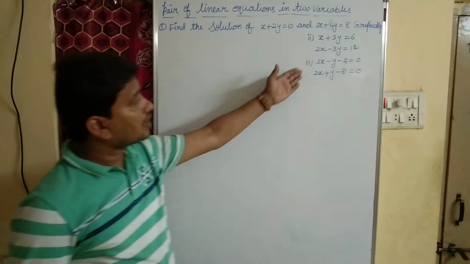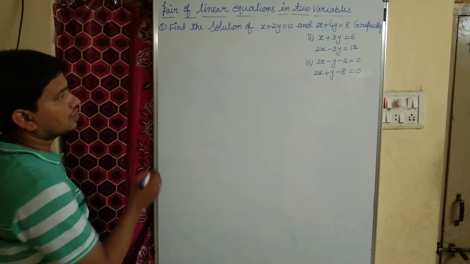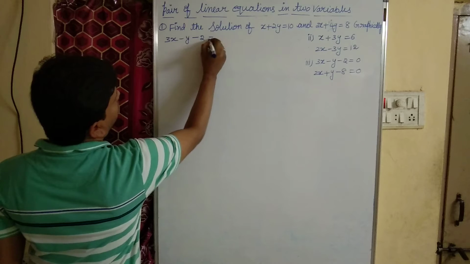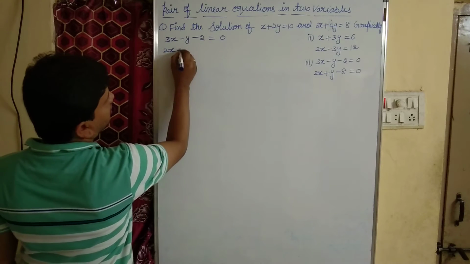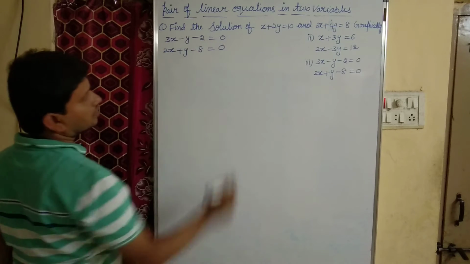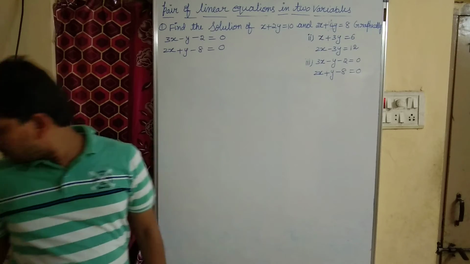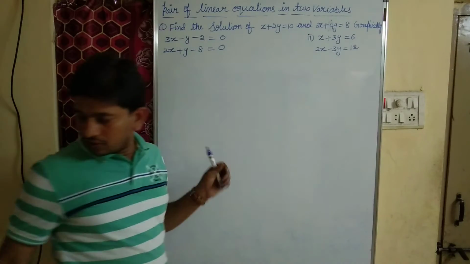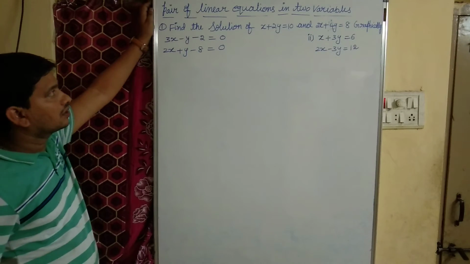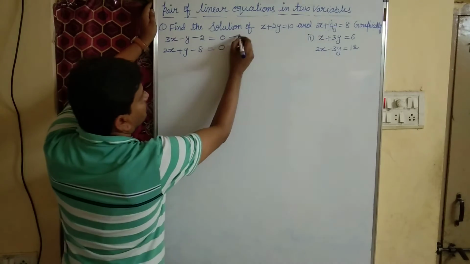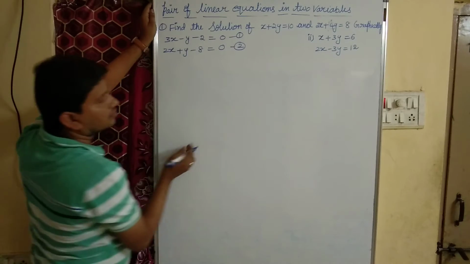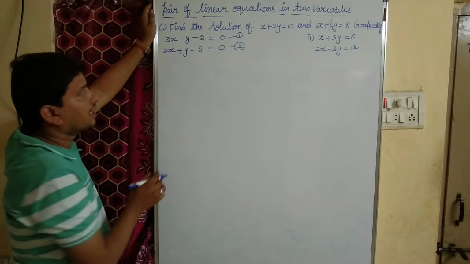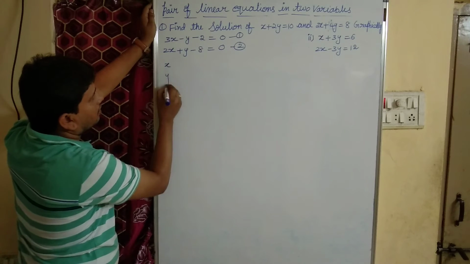So let us take, for example, the third problem: 3x minus y minus 2 equal to 0, 2x plus y minus 8 equal to 0. So this is our third problem. Let us solve them graphically. Also let us find the solution by using graph paper, right? So this is our equation number 1 and this is our equation number 2. Let us find the coordinates of both the equations, right? x coordinate, y coordinate.